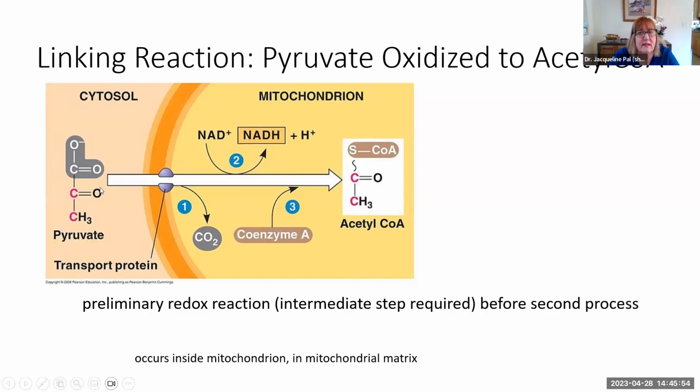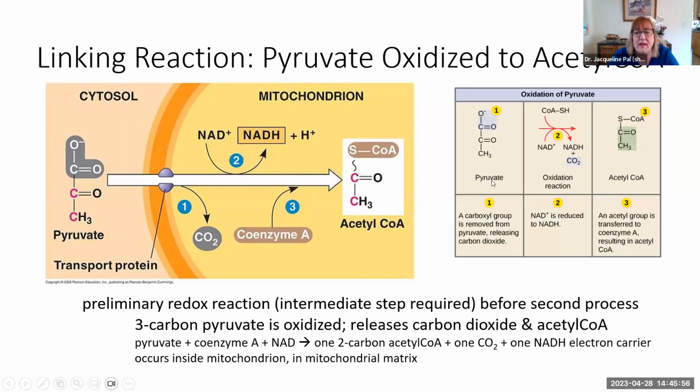And so basically, we're going to do 3 different things. The first thing, we start with our 3-carbon pyruvate, and we are going to take off our carboxyl group. A carboxyl group is just CO2, so it's going to be carbon dioxide. It's going to be released when we reduce NAD and form an NADH. So we're going to form another electron carrier in the linking reaction. No ATP directly, but an electron carrier.